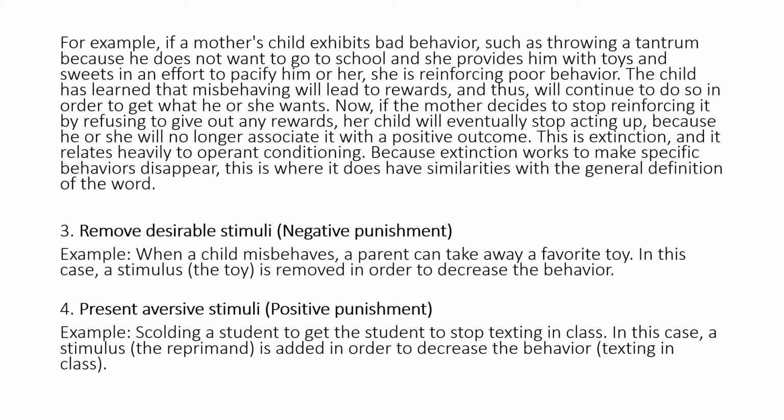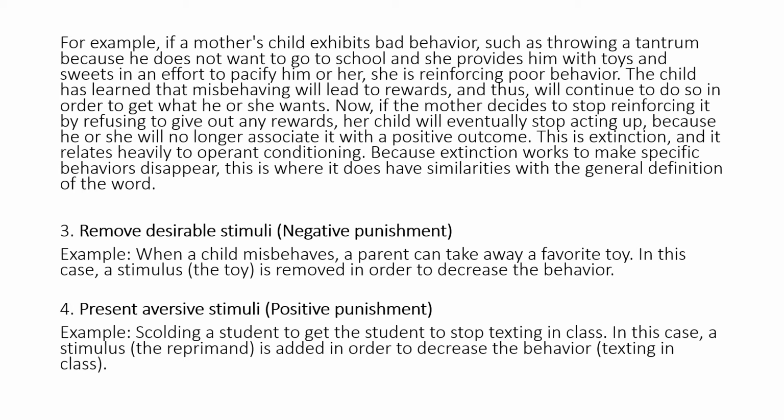This is extinction, and it relates heavily to operant conditioning because extinction works to make specific behaviors disappear. This is where it does have similarities with the general definition of the word extinction. The third step is remove desirable stimuli, which can also be called negative punishment. We can understand this using an example. When a child misbehaves, a parent takes away a favorite toy. In this case, a stimulus, the toy, is removed in order to decrease the behavior.